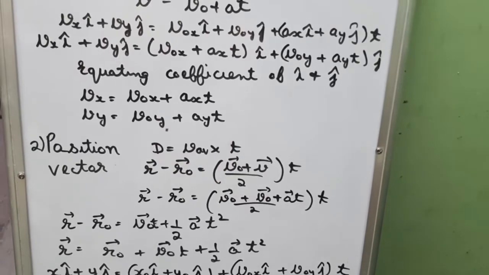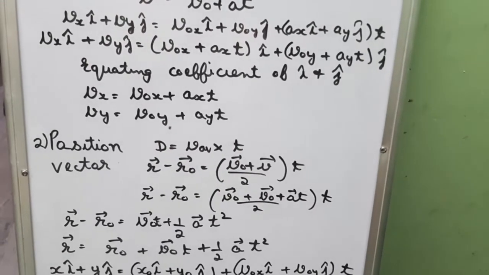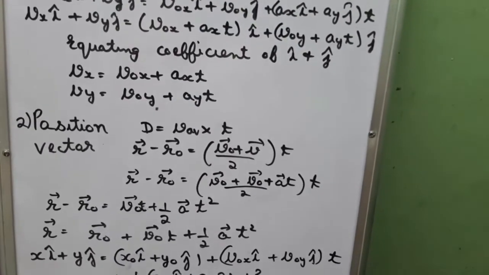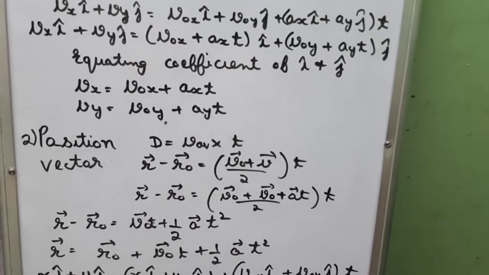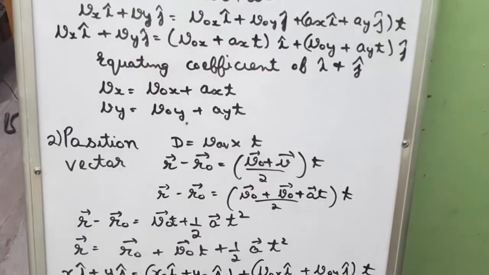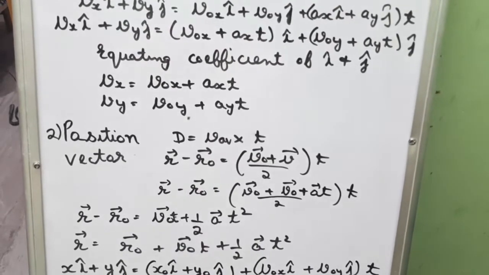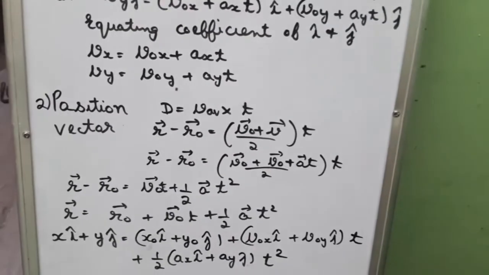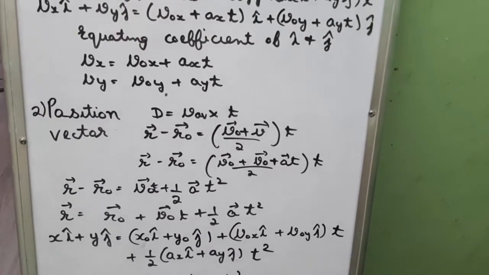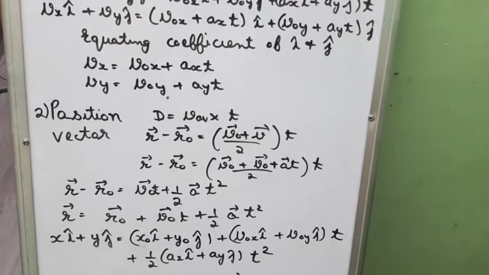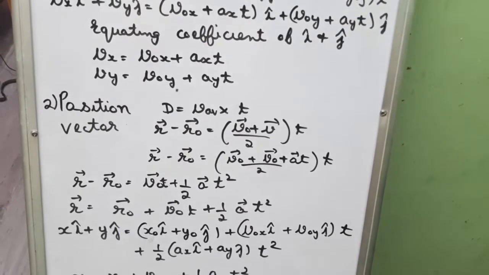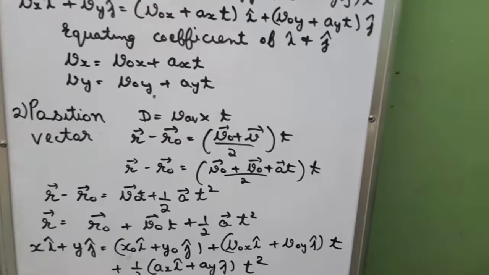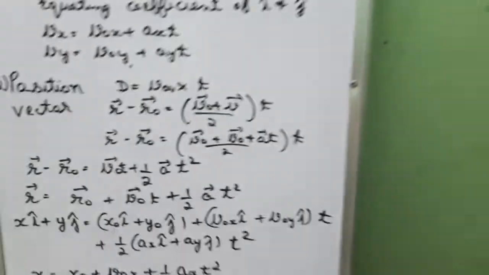Now first of all, on the right hand side we will separate the components of i cap and j cap. So we get vx i cap plus vy j cap is equal to (v naught x plus ax into t) i cap plus (v naught y plus ay t) into j cap. Now we will equate the coefficient of i cap and j cap on both sides. We get vx is equal to v naught x plus axt, and vy is equal to v naught y plus ayt. So this is the expression for the velocity.